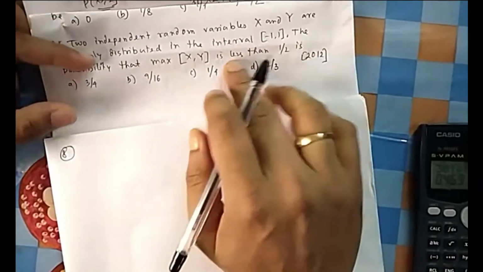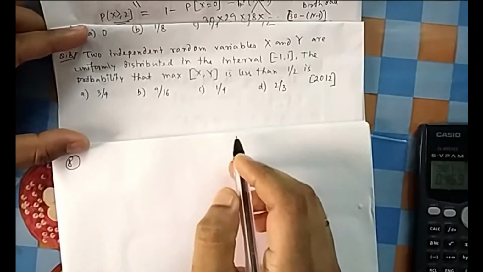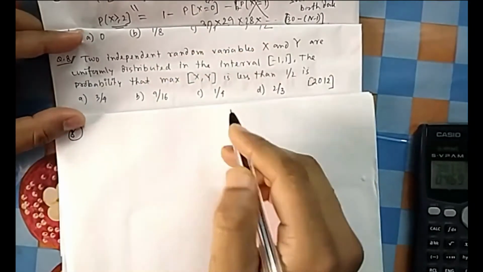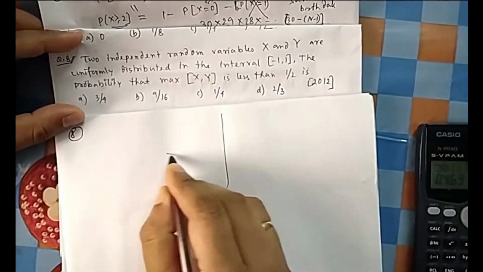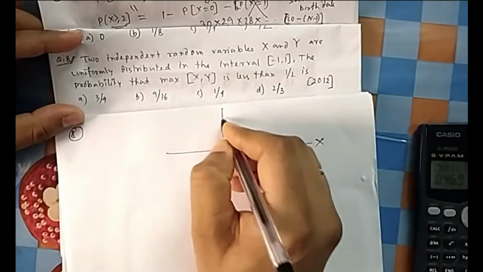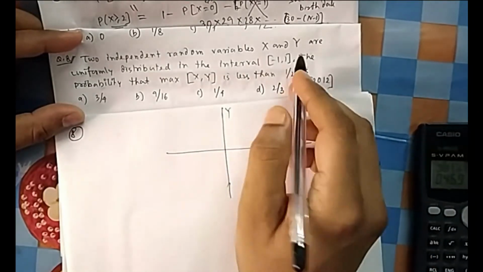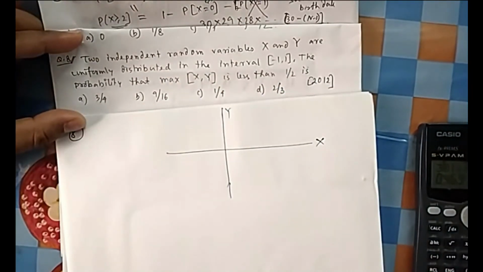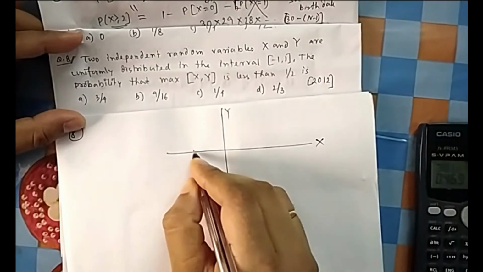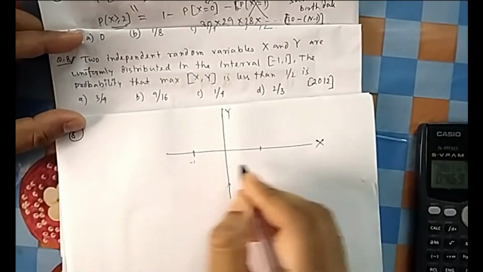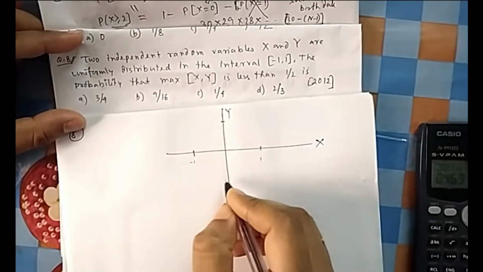Two independent variables, x and y, are uniformly distributed in this. The probability that the maximum of this is less than... Now if there is a two-variable question, earlier we needed to find one random variable. So for two random variables, it is better you draw it in coordinate geometry than try to solve. So x and y both are uniformly distributed between -1 and 1. So x can take any value from -1 to 1, and y can also take any value from -1 to 1.